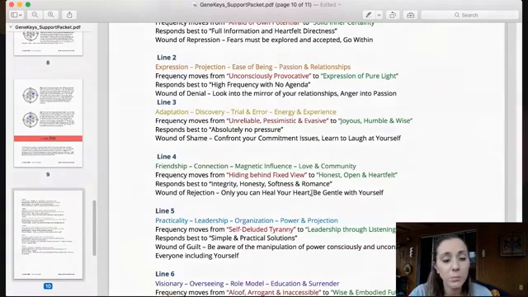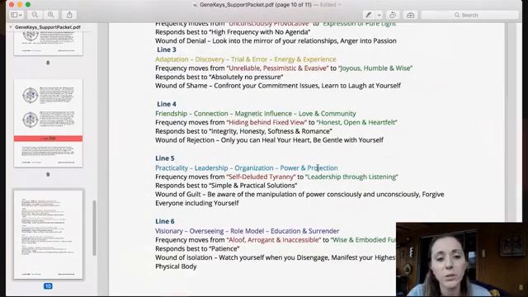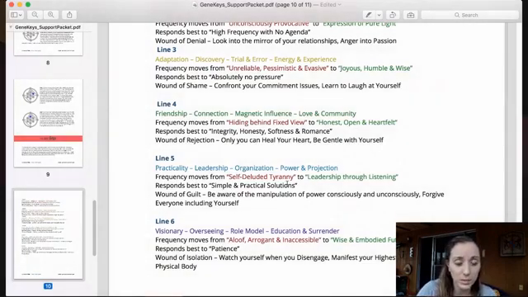A line 5 is practicality, leadership, organization, power, and projection. So frequency moves from self-deluded tyranny to leadership through listening. And it responds best to simple and practical solutions, so like action steps, stuff like that. This is the wound of guilt, so you have to be aware of the manipulation of power consciously and unconsciously. Forgive everyone, including yourself. So the wound of guilt goes from guilt to forgiveness.